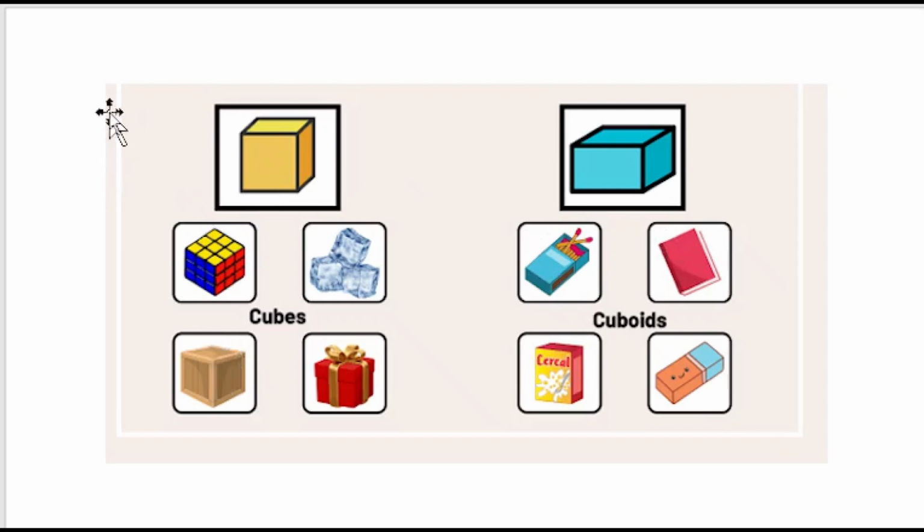Another thing, an almirah is also a cuboid. Your almirah, cupboard, that is also a cuboid. Any other example? A piano box, any kind of box, okay?